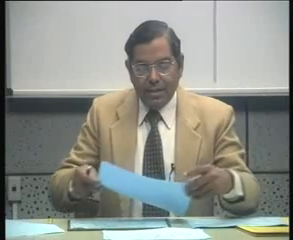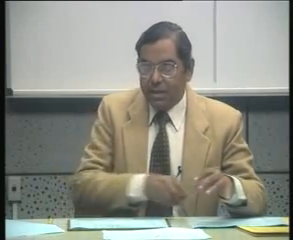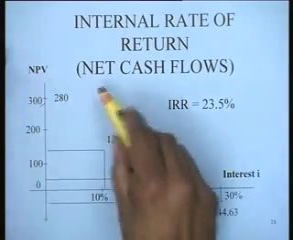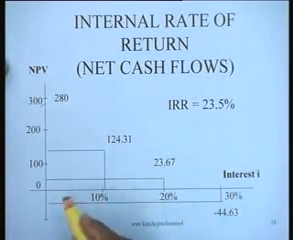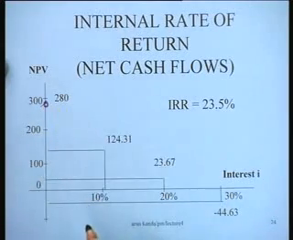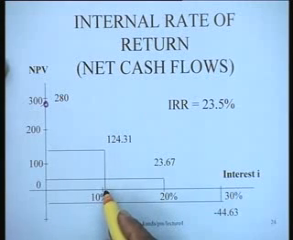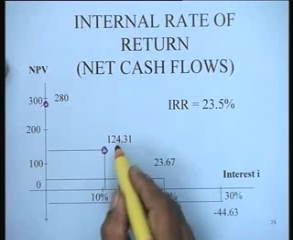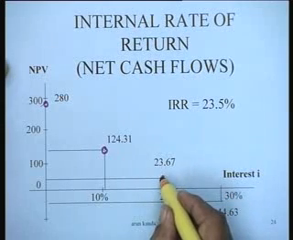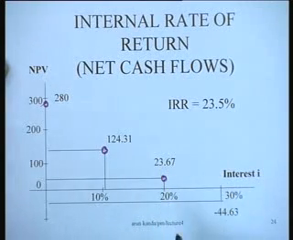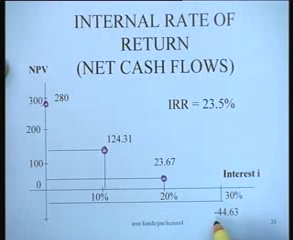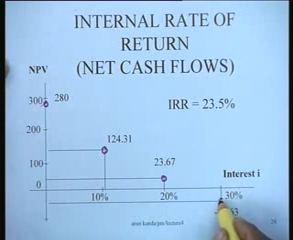Again, let's see, for instance, how the internal rate of return looks for this particular case. This is the case where you have the net cash flows. Corresponding to I is equal to 0, we had an NPV of 280,000. Corresponding to I is equal to 10%, we had an NPV of 124.31. Corresponding to 20%, we had an NPV of 23.67. And corresponding to 30%, we had a negative value, approximately minus 44.63. So we have these points.